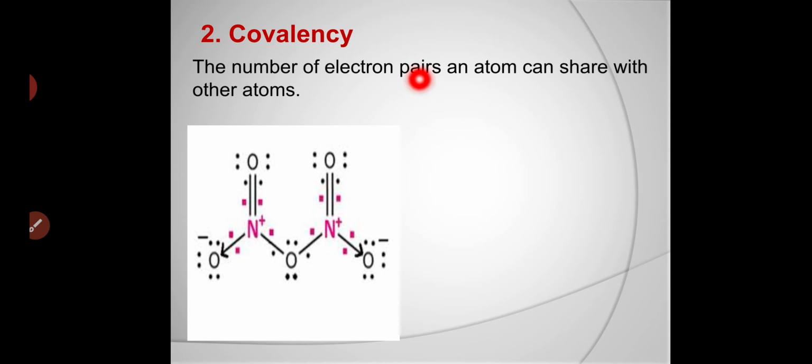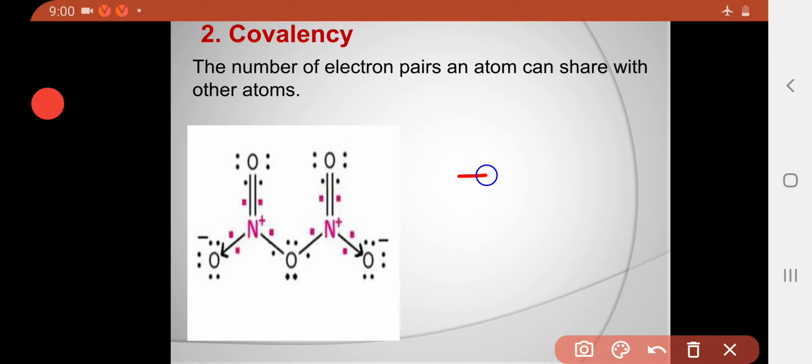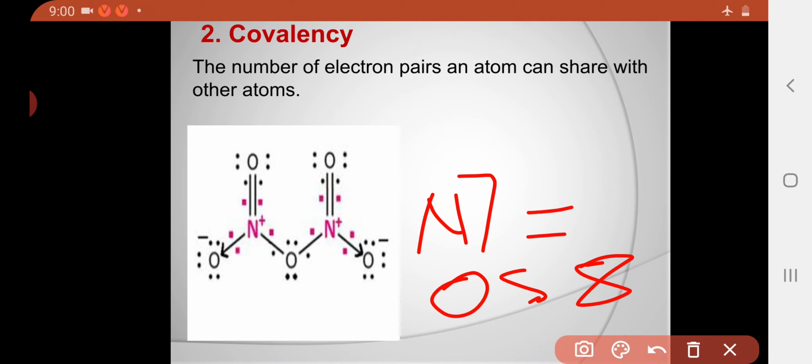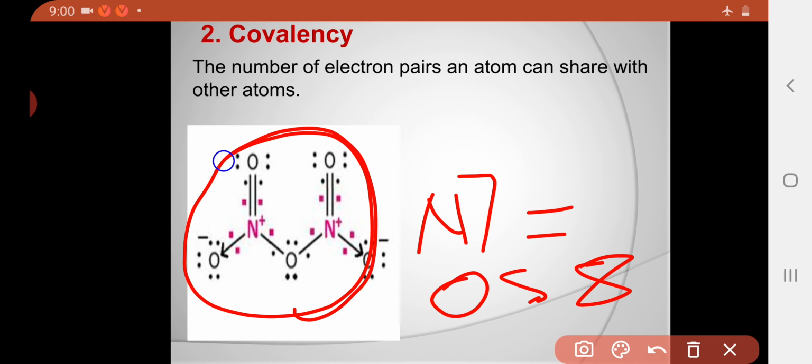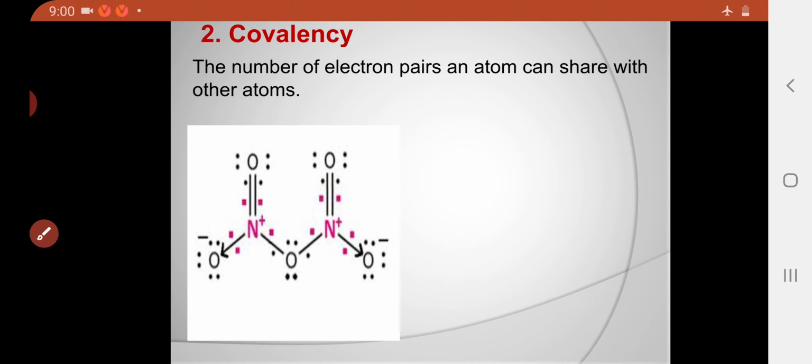The number of electron pairs an atom can share with the other atoms. The atom will share its electrons and it will get the pair. The atomic number of nitrogen is 7 and oxygen is 8, right? So what will happen? 8 electrons means oxygen needs 2 electrons and nitrogen needs, sorry, 3 electrons. So what will they do? They will share their electrons with each other and they get pair. They get pair with each other. So that is nothing but covalency.